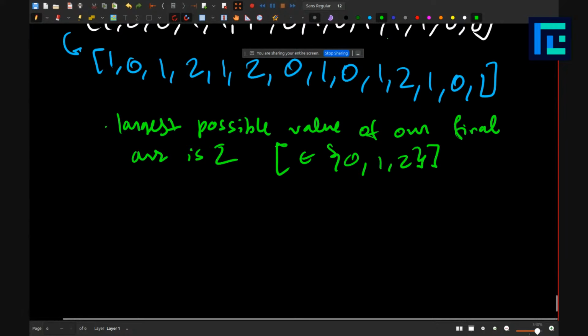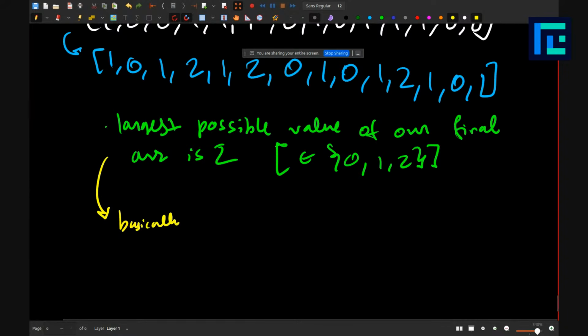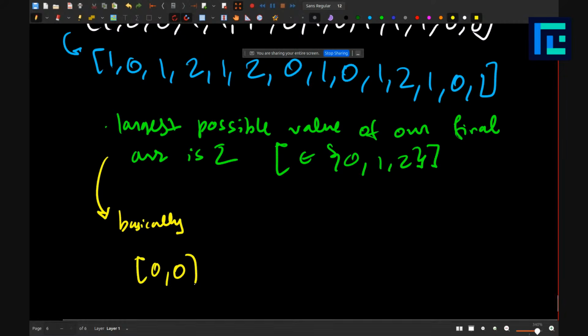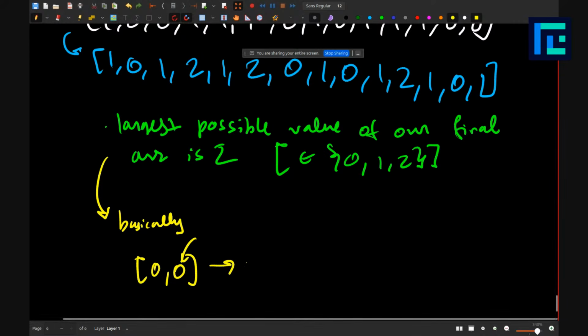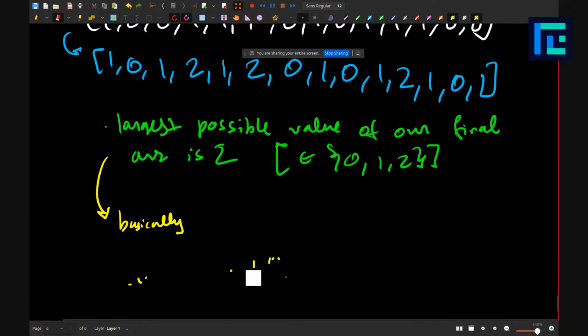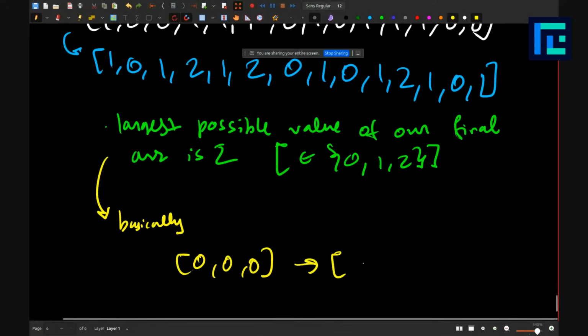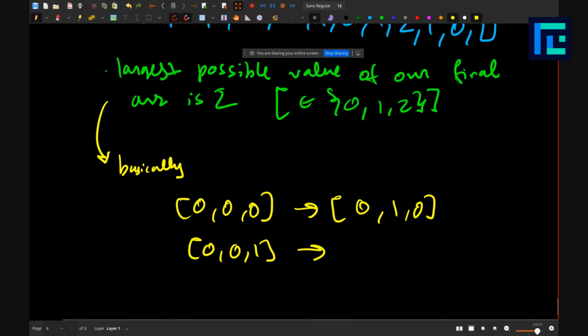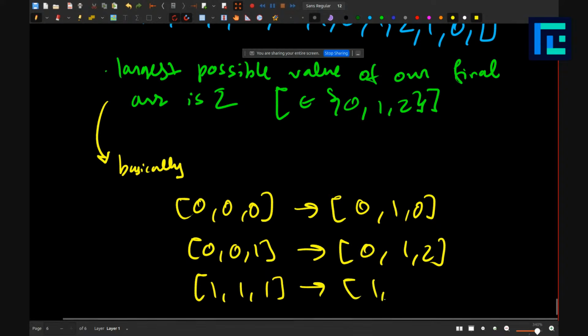And why is it either 0, 1 or 2? Basically, let's take the case where we have a 0 0 adjacent, right? So if we have a 0 0 and the next element is 0, okay, let me just give you an example. Let's say we have 0 0 0, right? So to avoid the adjacent elements being equal, we can make it 0 1 0. And what if we have a 0 0 1, right? So to avoid adjacent elements being equal, again we can make it something like 0 1 2, right? And then if we have 1 1 1, we can just make it 1 2 1, right?